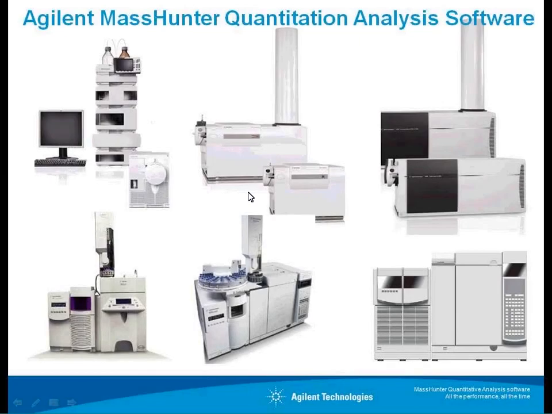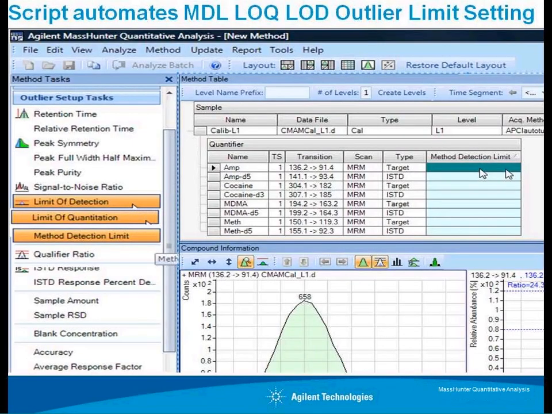Welcome to the method detection limit, limit of quantitation, and limit of detection script calculation. First, this is closely related to the MDL, LOQ, and LOD outliers, which allow concentration limits which trigger if the sample concentration exceeds those limits. You can see from this method editor screenshot that I would put method detection limits into the method. Now, the script automates the setting of these limits.